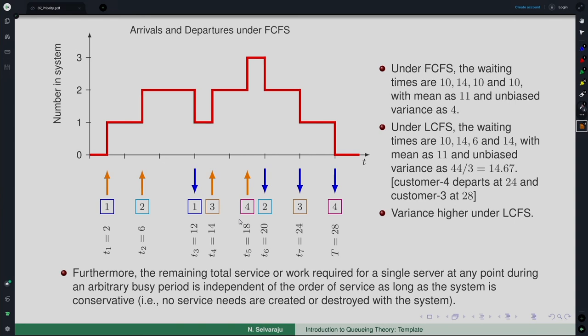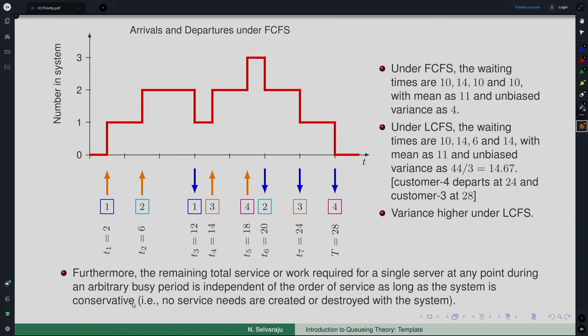Furthermore, in further extension of the ideas that we are already seeing, one can also show that the remaining total service or work required for a single server at any point during an arbitrary busy period is independent of the order of service, meaning that any priority or last come first serve that you introduce, the work required for a single server at any point of time will be independent, as long as the system is conservative.